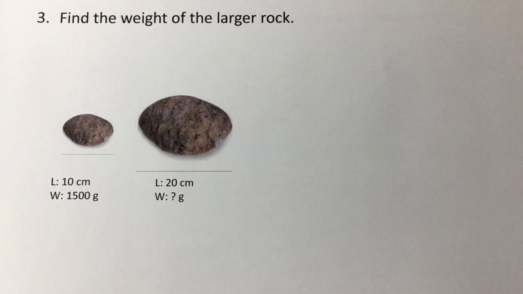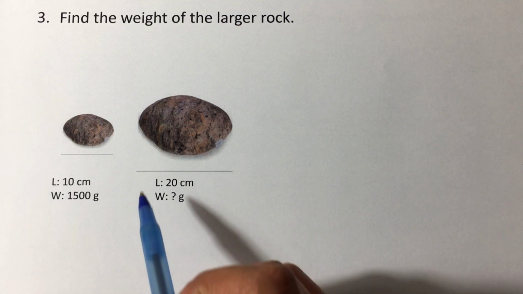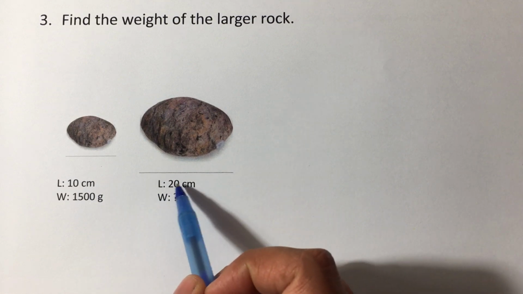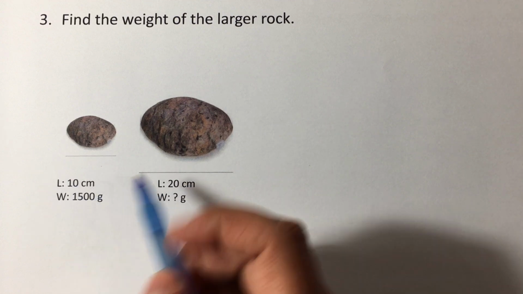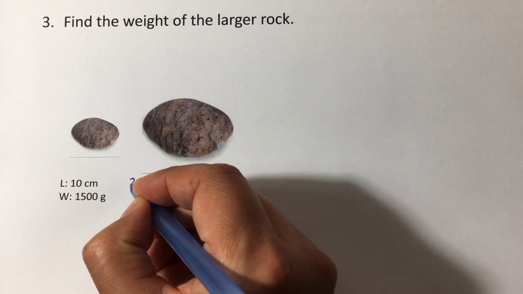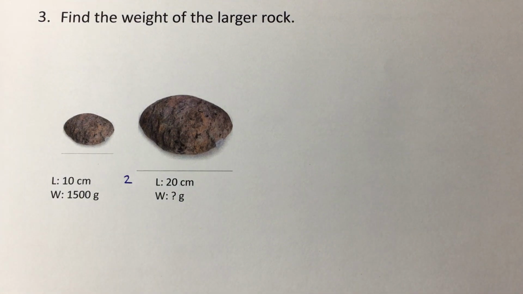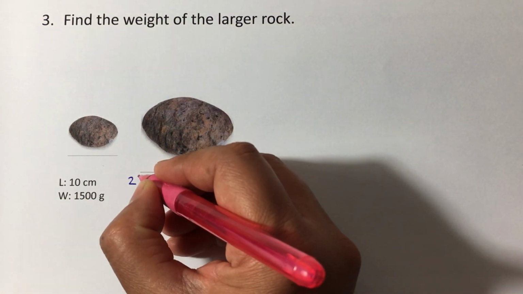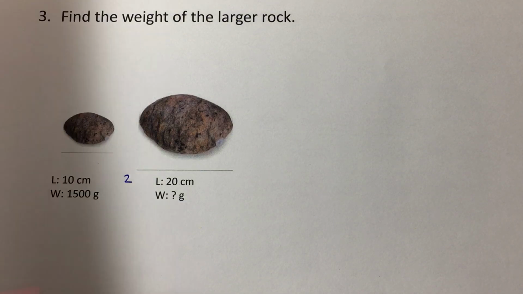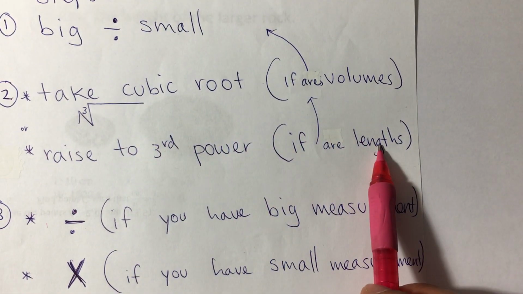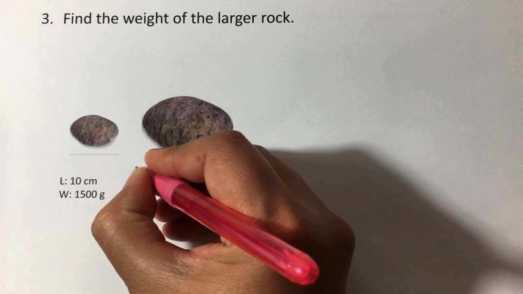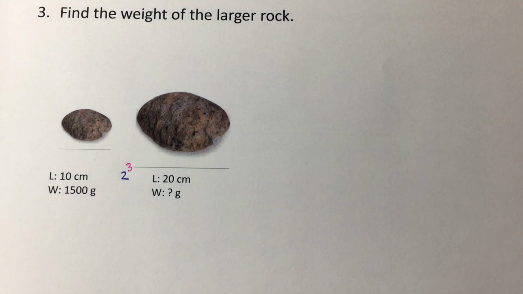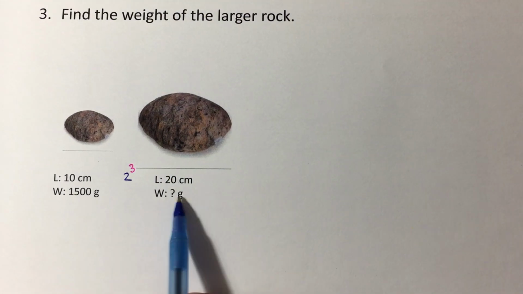Okay, so now it says find the weight of the larger rock. Again, what is it that we're given? Oh, we're given length. So what is the ratio? It's 1 to 2, right? Because 20 divided by 10 is 2. That's the ratio or relationship. Because it's length, what do we do? The second step, when we're given length, we raise to the third power. We cube it. And that will give us the ratio or proportion between the weights.